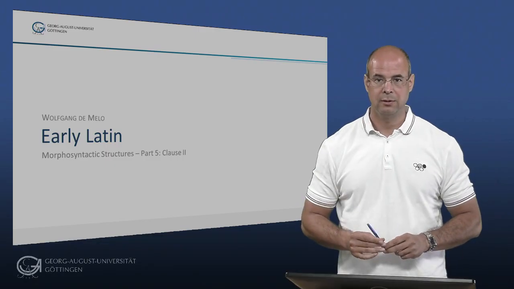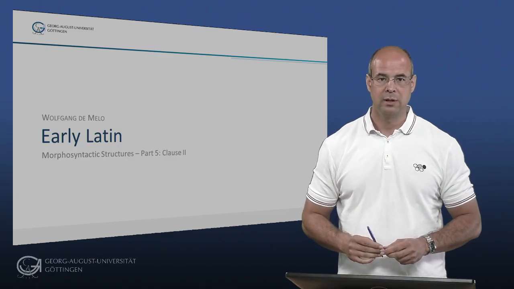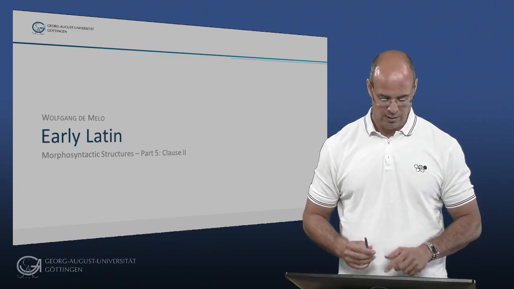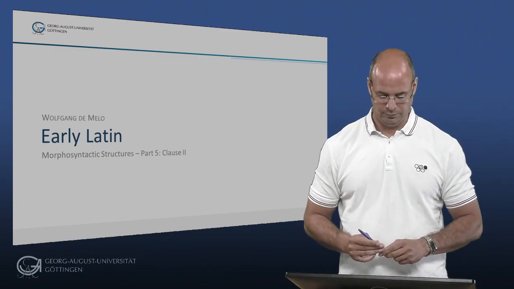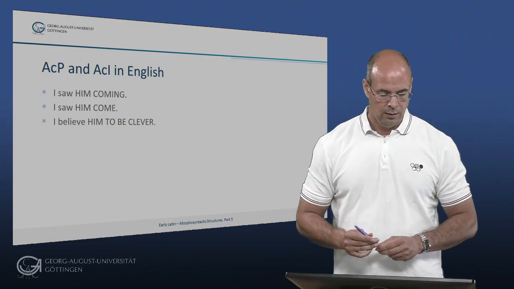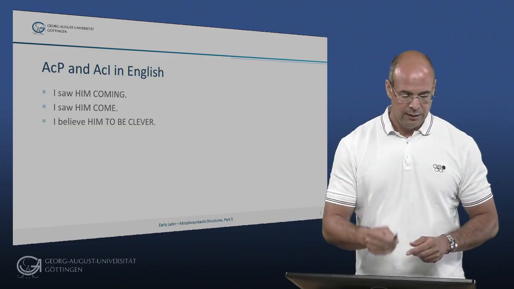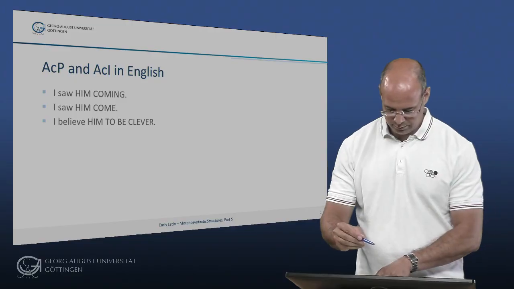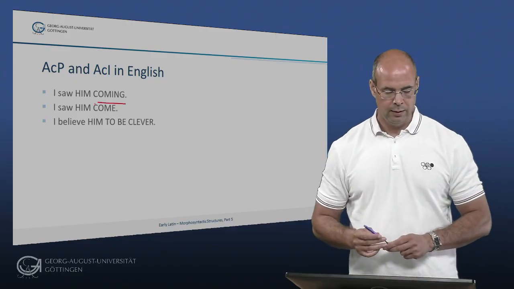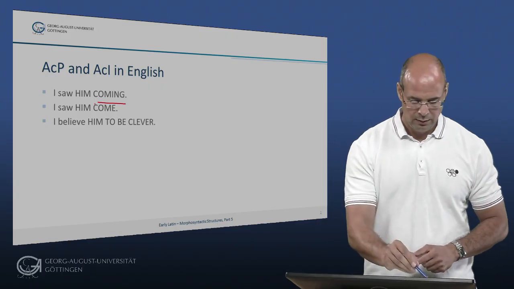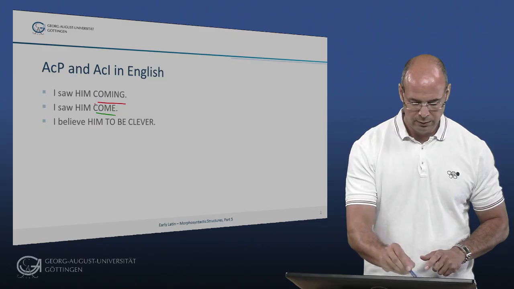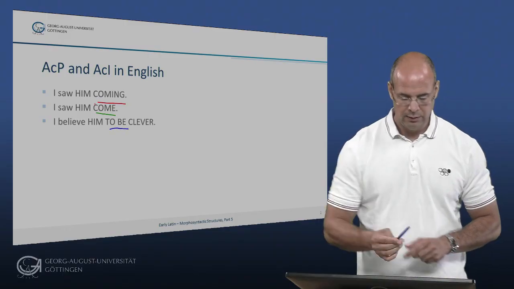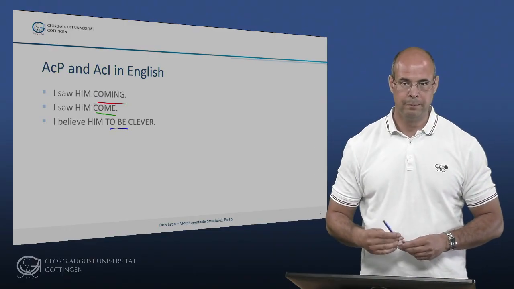In addition, there are non-finite ones. The most common ones are called accusative and participle and accusative and infinitive constructions. They have English equivalents. You can see them here on my handout. I saw him coming, where we have a participle. I saw him come, with a shortened infinitive without to, and I believe him to be clever, with a full infinitive with a to.